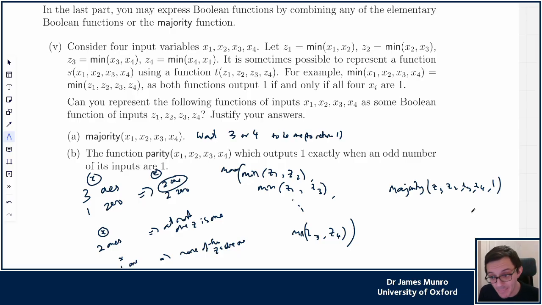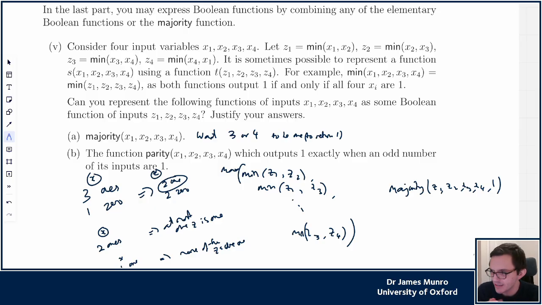Okay, and part B at the end here asks us about the parity function, which outputs 1 exactly when an odd number of its inputs are 1. And now we're doomed. We cannot write this in terms of z's, because the case where all the x's are 0 is supposed to be different from the case where exactly one of them is 1. Parity returns different things in those cases. But from the point of view of the z's, oh no, all of the z's are calculated to be 0 in both of those cases.